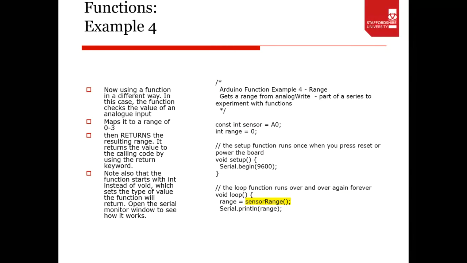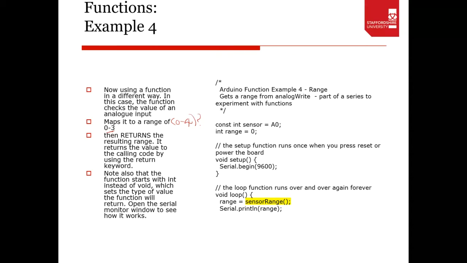So, for example, now if we use a function in a different way, in this case, the function checks the value of an analog input. I'm going to check that it maps it to the range of 0 to 3, and I'm just going to put in there not 0 to 4, maybe. I'll check. Then it returns the resultant range. It returns the value to the calling code by using the return keyword. So this time we are going one stage further, and we are returning a value.